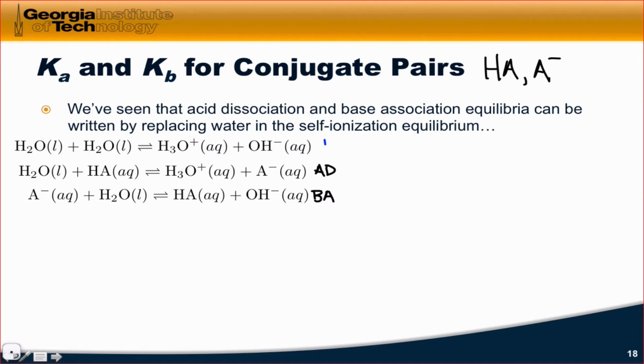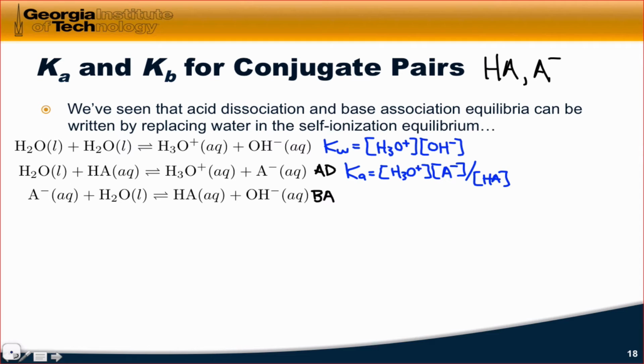Well, for the self-ionization of water, it's pretty straightforward. Kw is equal to the product of H3O+ concentration and OH- concentration. We've seen this several times by now. Ka for the acid dissociation is equal to the product of H3O+ concentration and A- concentration, these are the two products, divided by the concentration of HA, all at equilibrium.